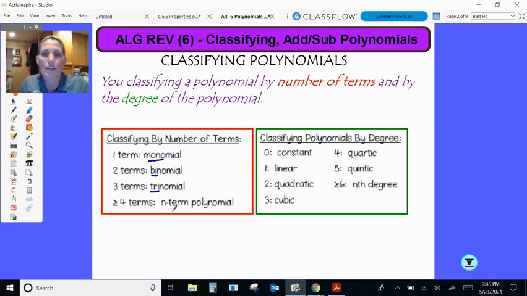Okay, classifying polynomials by degree. If it has no degree, so in other words, no variables, it's just a constant. So polynomial 5, it's just a constant. If it has a degree of 1, it's a linear, so it forms a line. If it has a degree of 2 as the highest degree, it's a quadratic. We've kind of talked about those, I think. It's a parabola. A degree of 3 is cubic. 4 is quartic. Quar means 4, right? Quartic. And then 5 is quintic. Greater than that, we call it a 7th degree, 8th degree, 9th degree, and so forth.